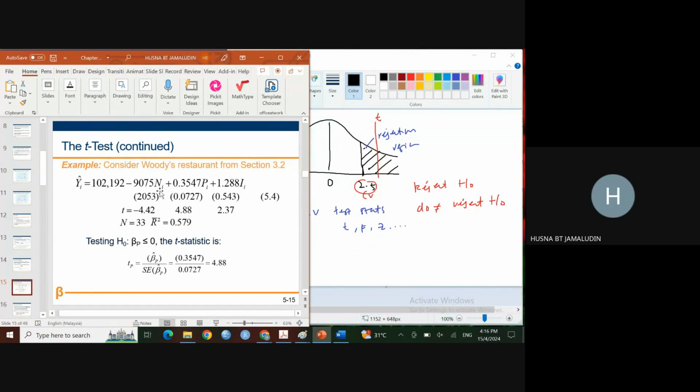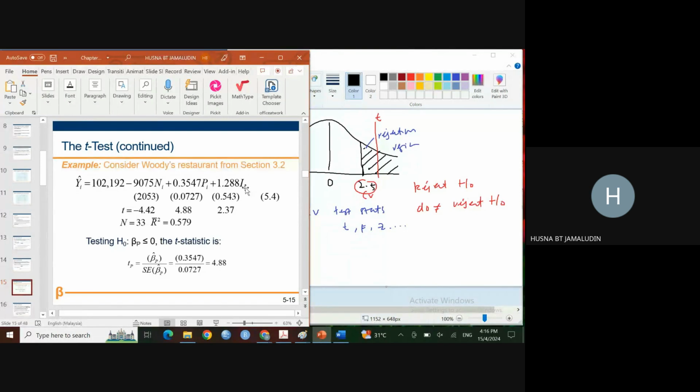So what are you going to expect? If you have a higher number of competitor, what happens to the income? What happens to the sales of the restaurant? Lower. Yes. So it's a negative relationship, right? And then you have P. What is this P? Population. Okay, so population. If you have higher population, what happens to the sales of the restaurant? Positive. Yes, positive, it will be higher. The higher the population, the higher the sales of the restaurant.